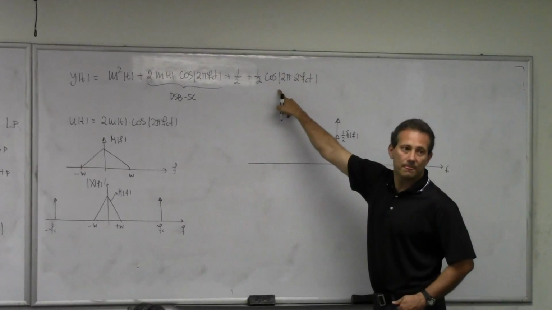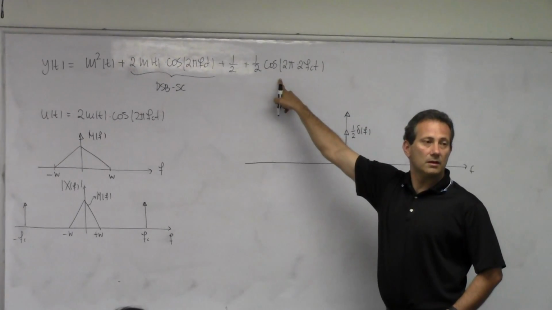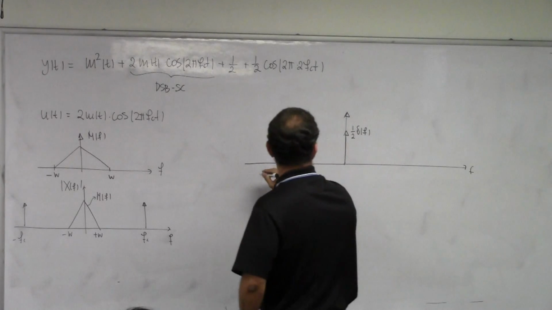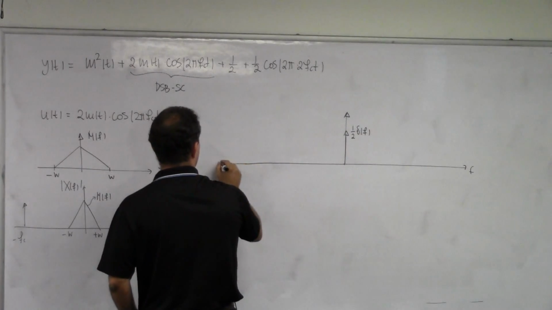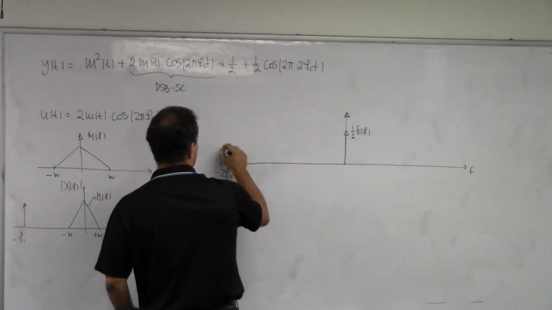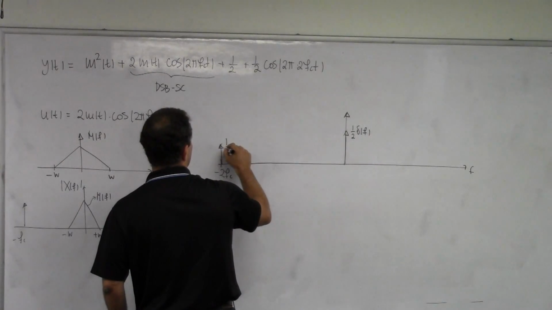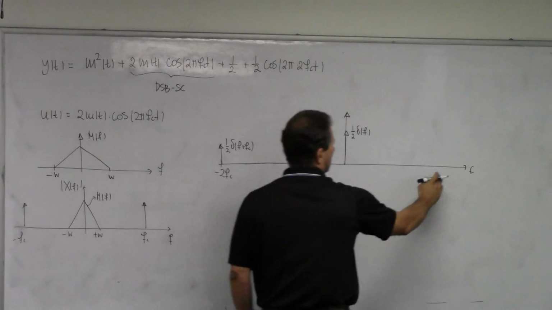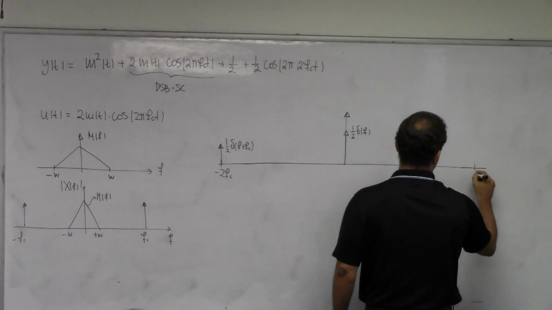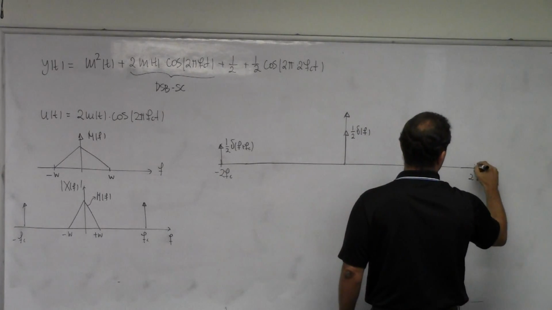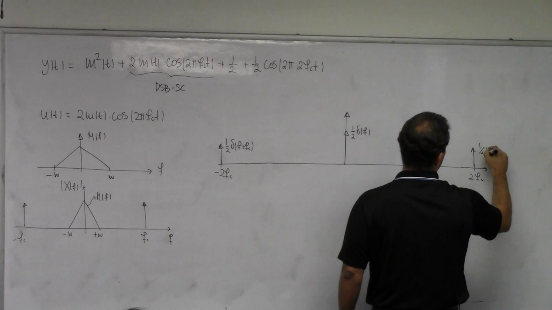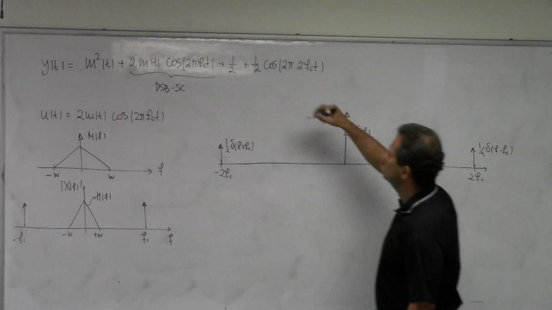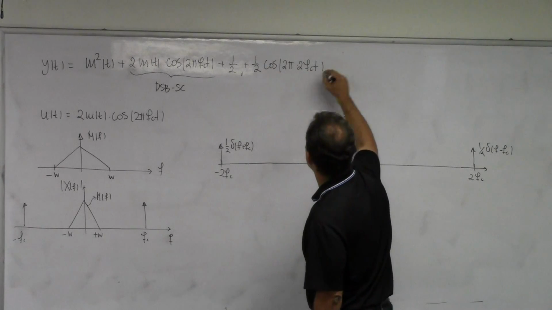How about this guy? That's half of whatever at 2fc. So it's very far out in the frequency domain. Let me call this -2fc. And here it's 1/4 δ(f + 2fc). And then here at 2fc, it's 1/4 δ(f - 2fc). So we took care of this guy. We took care of this guy.